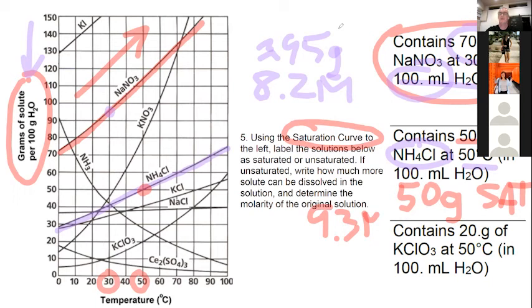Then you just do the same thing for the KClO3. Look for the line. KClO3 is here. You can see it's not very soluble at all at first, and then gets a lot more soluble as you increase the temperature. So you look for it at 50, go up, and just like the previous one, around 20 grams per 100 is saturated. So this is also saturated. Okay, any questions about how to use the saturation graph?